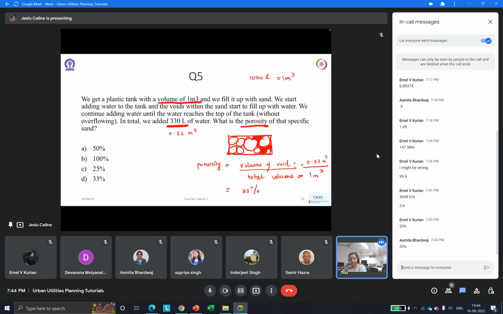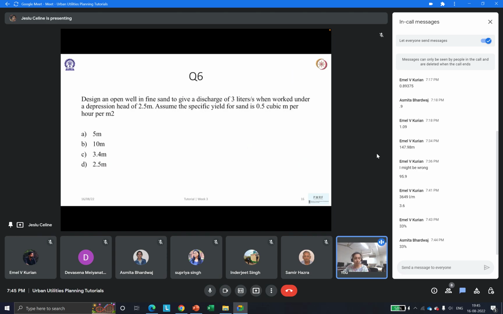So 33% of porosity is there, which is option D. Yeah, very good. Asmita and Emil, you've already got it. Oh, awesome. So I'm assuming there are no doubts.